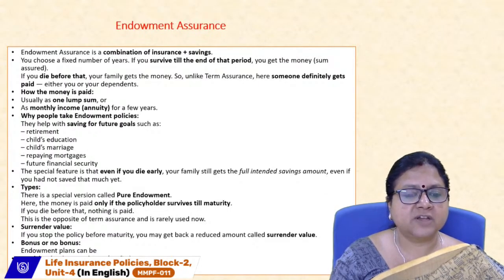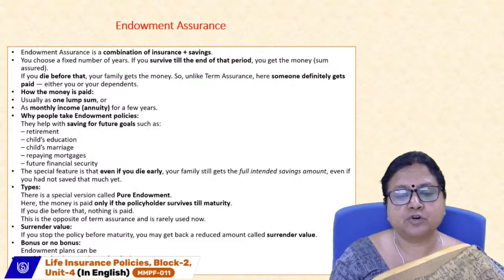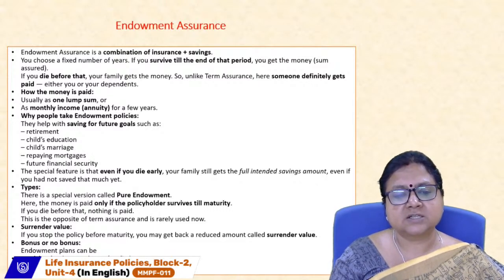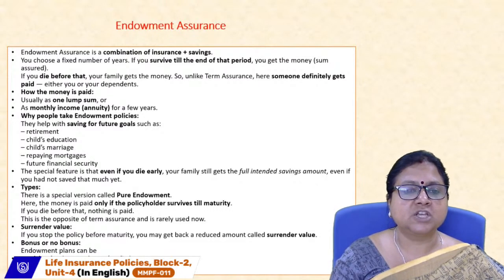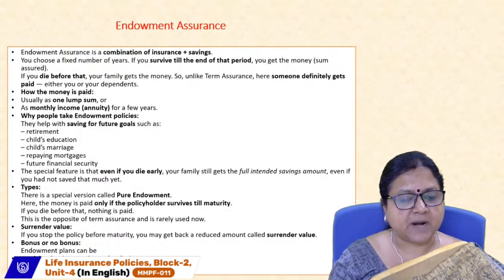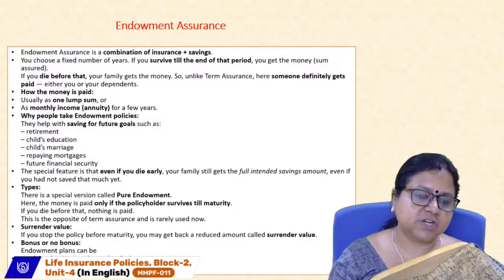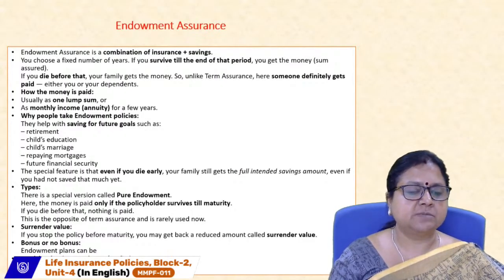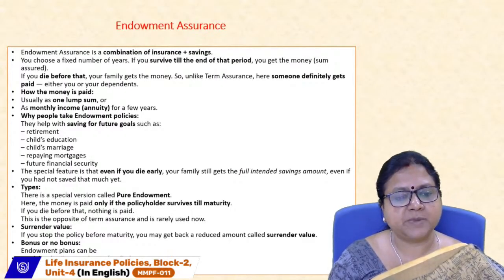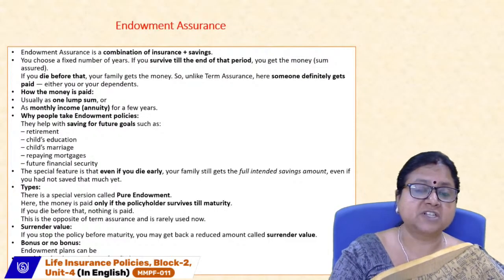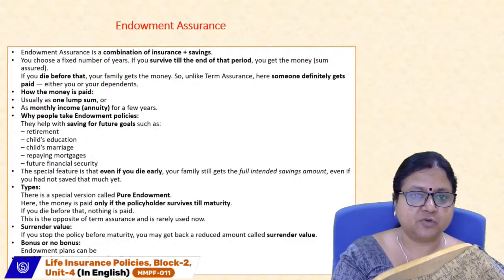The surrender value, we have already discussed: if the policy is surrendered before the maturity date, then a discounted amount will be given to the life assured. In the endowment plans, there can be participating ones, that means you get the profits which are earned by the insurance companies, and it also can be non-participating, that means you may not get the bonuses or profits which are earned. It can be of two types.